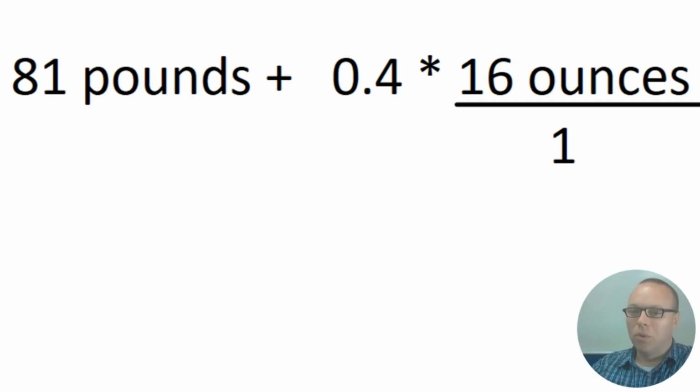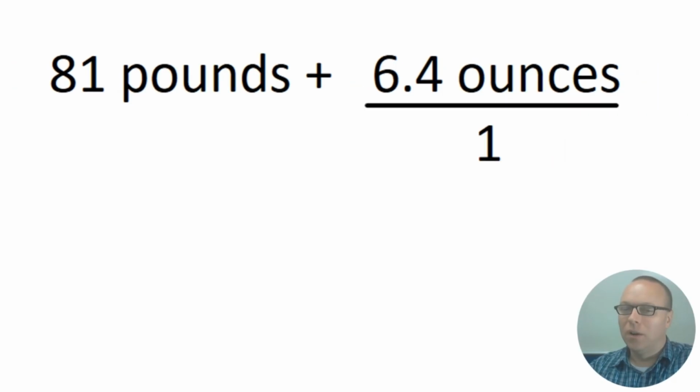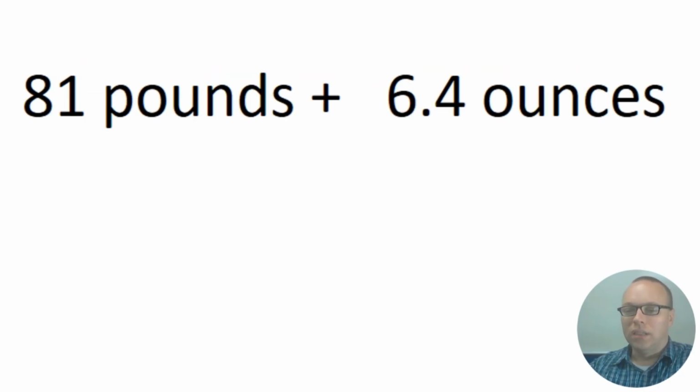So I got 0.4 times 16 ounces, all over 1. All right, I know how to multiply fractions, I cross multiply. No, you don't cross multiply. You multiply across. Remember that, as I said, that shortcut gets students in so much trouble because they don't know how to multiply fractions. You just always multiply across. So 0.4 times 16 is 6.4 ounces. Divide that by 1, and that's going to give me 6.4 ounces. So this person weighs 81 pounds and 6.4 ounces.